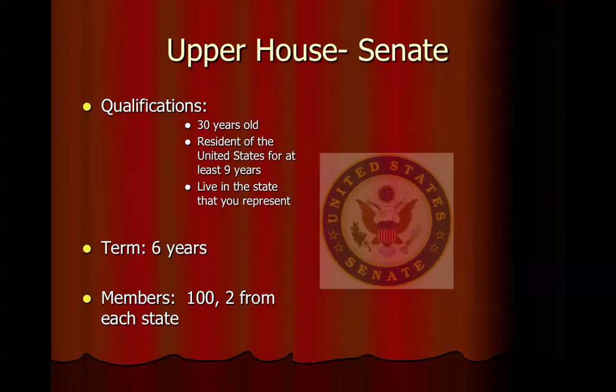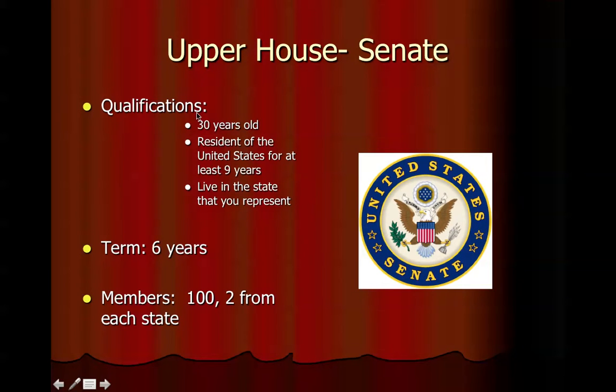Qualifications to be a senator. You must be a little older. You must be 30 years old. It's kind of scary. I'm now old enough to be a senator. It doesn't mean I want any of you voting for me for senator, but I am now old enough to actually be one. You must also be a resident of the United States for at least 9 years, up from 7 years, what it was for a House member. And the same as the House, you must live in the state that you represent.